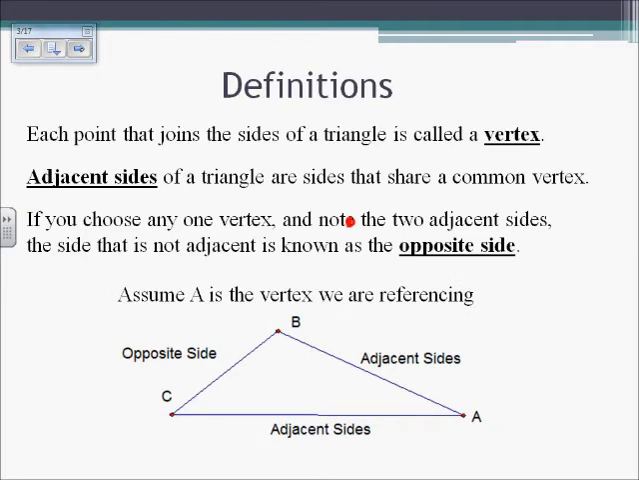We'll take a look at this picture here to explain everything. Assume A is the vertex we are referencing. Each point that joins the sides of a triangle is called a vertex. We have vertex A, vertex B, and vertex C. The adjacent sides share a common vertex, so we have AB as an adjacent side, and we have CA as an adjacent side. The side that is opposite from the point and not one of the two adjacent sides is the opposite side. So BC is what's known as the opposite side. And this is just classifying, again, things that we may know, parts of a triangle.